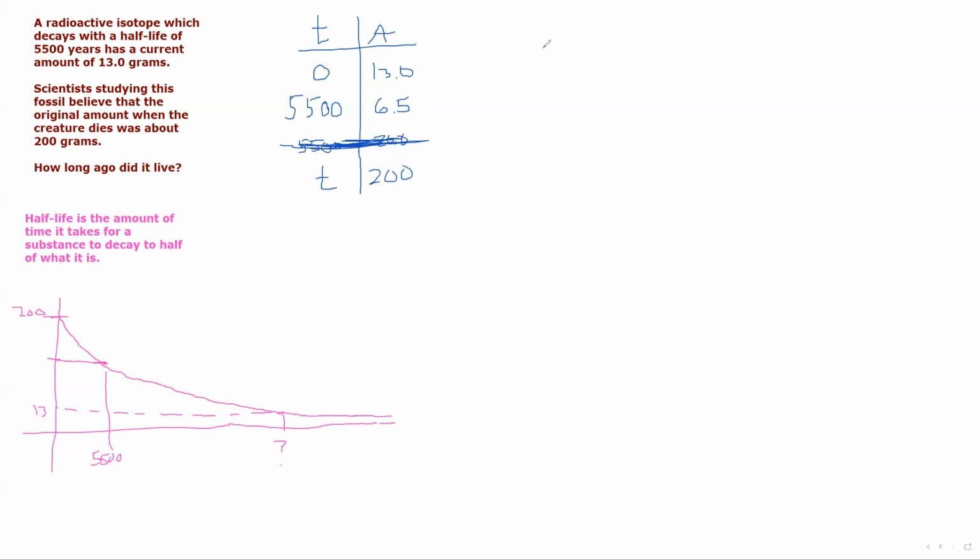Okay, so A equals C e to the kt. And yes, these problems do have 3 steps to them. The first is we have to recognize that C is the initial amount, so that's 13.0. And we know that because it's right here with data point number 1. Then we're going to use data point number 2 to figure out what the k is. So we're going to say that 6.5 is equal to 13.0 times e to the 5,500k.